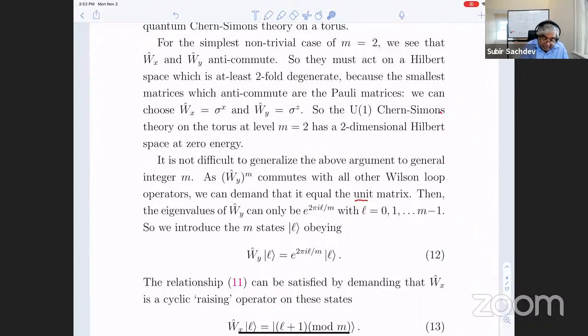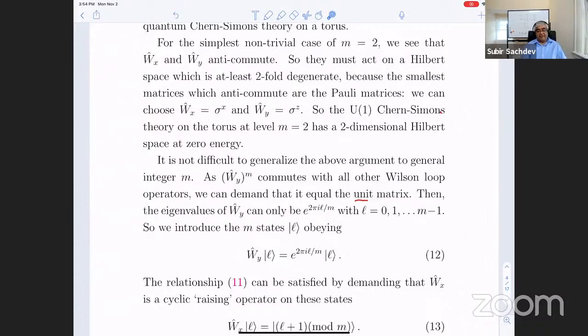Okay. Now suppose I diagonalize Wy. It has some eigenvalues lambda. The eigenvalue of Wy to the m is lambda to the m, and that must equal 1. So the eigenvalues of Wy can only be e to the 2 pi i L over m, for L equals 0 to m minus 1, because these are the only eigenvalues that obey that the mth power is 1, as it must be, because Wy to the power m commutes with everything else. So in the simplest case there are m eigenstates labeled by L, which have this eigenvalue for Wy.